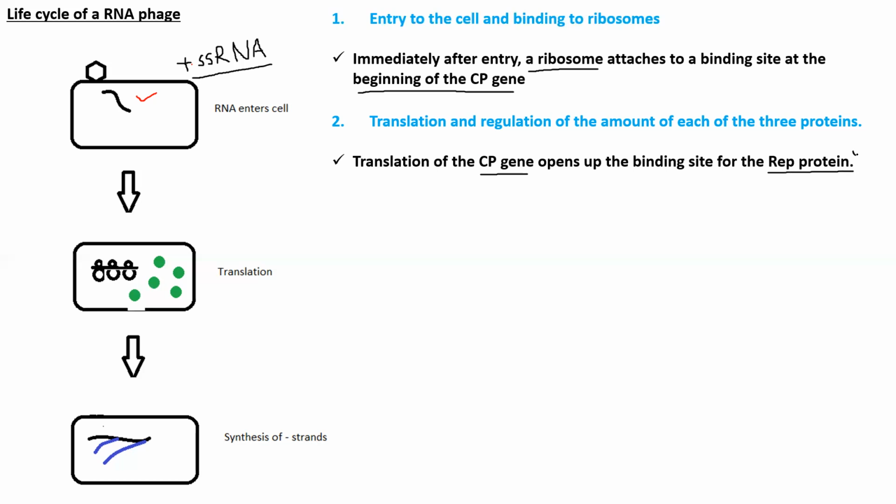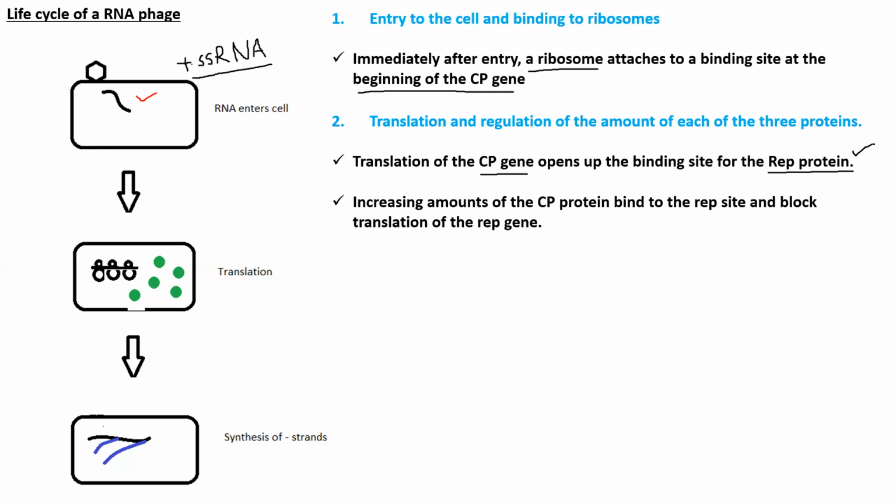So when the ribosomes bind, the A gene is blocked. The rep gene is also blocked because of secondary structures, stem and loop structures, but only the CP gene, or the coat protein gene, can be translated in the beginning. But translation of the CP gene opens up the binding site for rep so that rep is also made, which is the replicase.